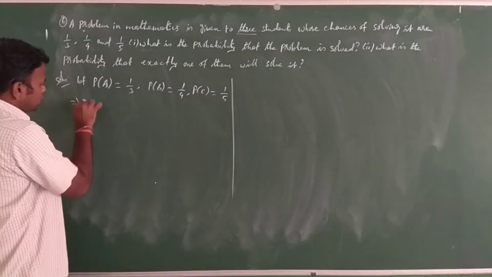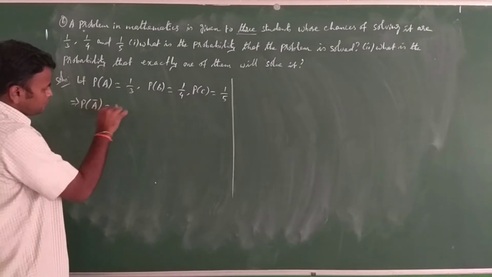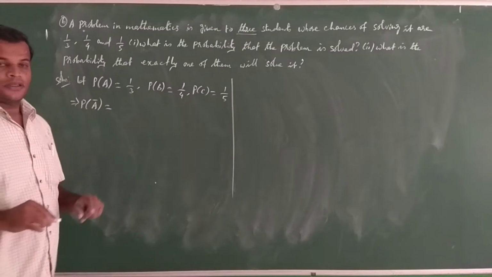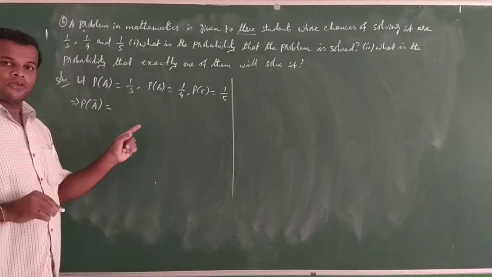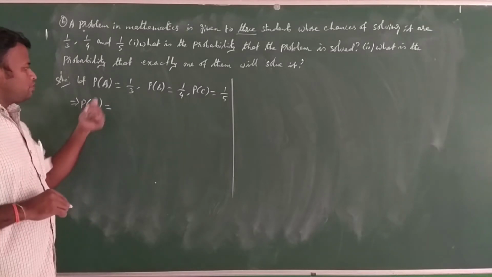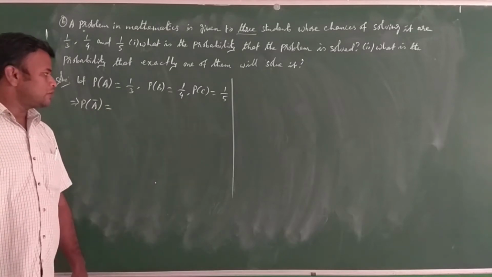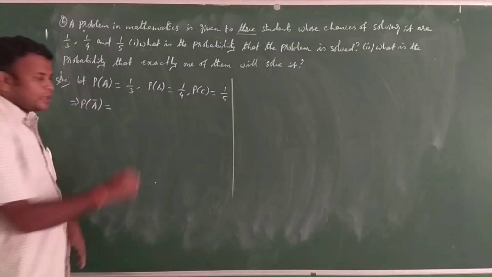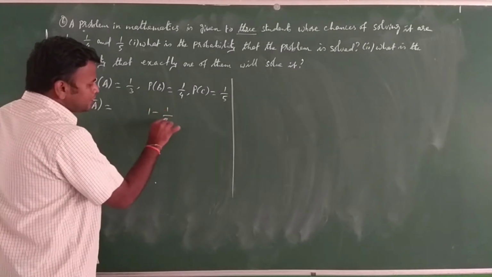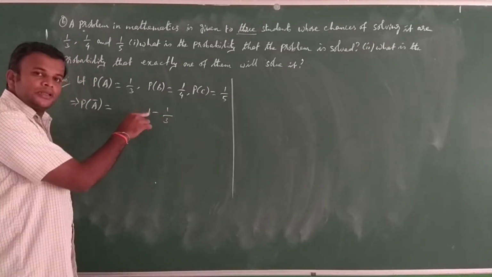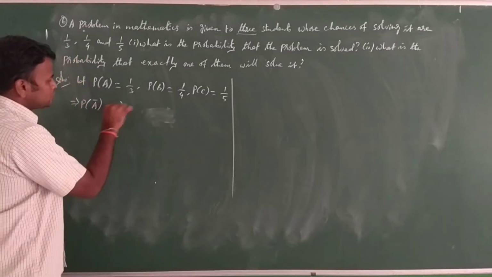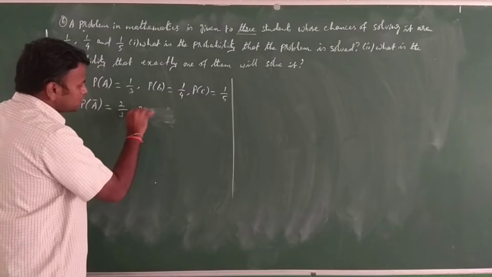Then I find the complement values also: first student, second student, third student. We use those values, so I find A bar also. P of A is 1 by 3. What is the value of P of A bar? We know the formula of P of A bar: 1 minus P of A, 1 minus 1 by 3. We cross multiply, we get 3 minus 1 is 2, so 2 by 3.